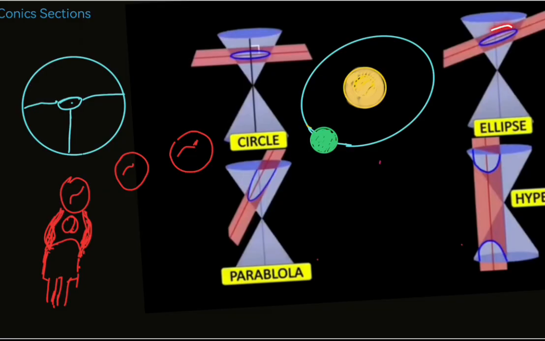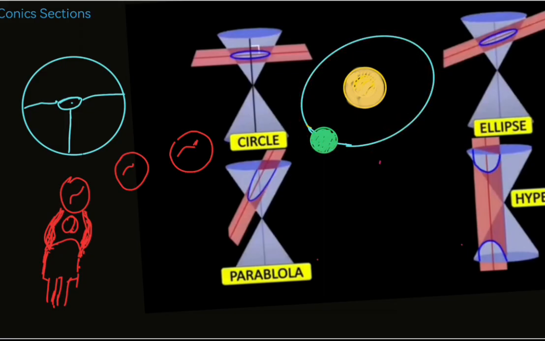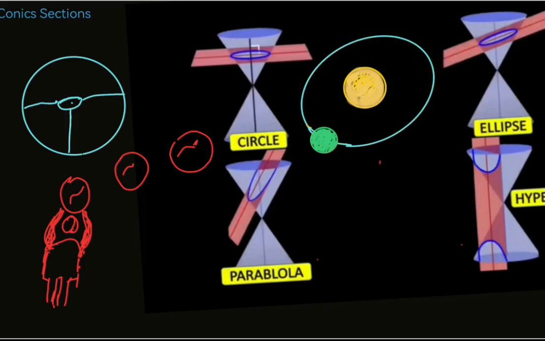Another shape we discuss here is the ellipse. When we look at the orbit of the earth, we observe that it looks like a circle, but it's actually not a circle. It's an elliptic orbit. The path followed by the earth around the sun is actually an ellipse.